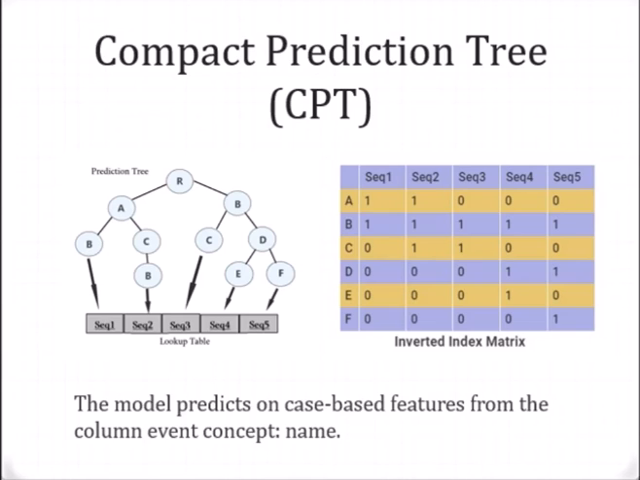Thus, we use a list of all subsequences starting from the first element of all event traces of the training set to predict the next event for each entry of the test set. The model predicts on case-based features from the column event concept name. To summarize, in a training phase, a prediction tree is built using subsequences of event names, starting from the initial position of every trace as a chosen feature. Prediction is made by finding sequences similar to the target sequence in a tree. In this way, the predicted event cannot be an event previously seen in a target subsequence.